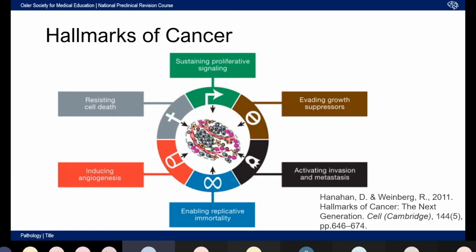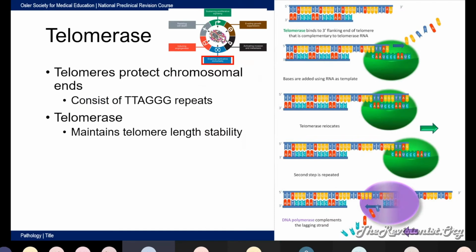So to go into a bit more detail for a couple of these, so telomerase is involved in limitless replicative potential. So telomeres are structures that are normally present at the end of DNA strands that protect the chromosomal ends.